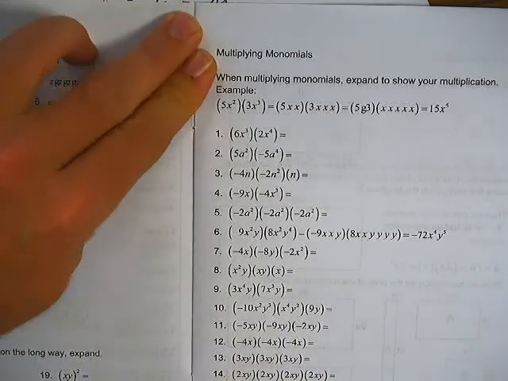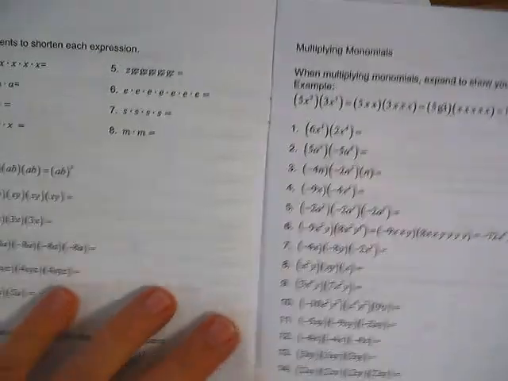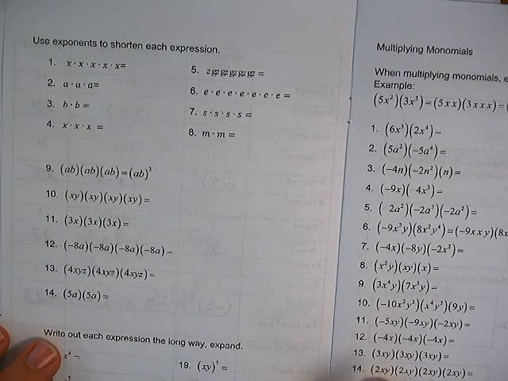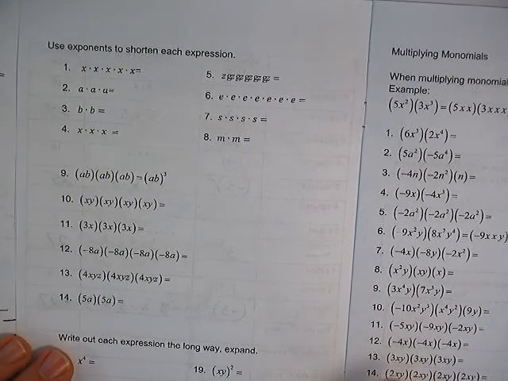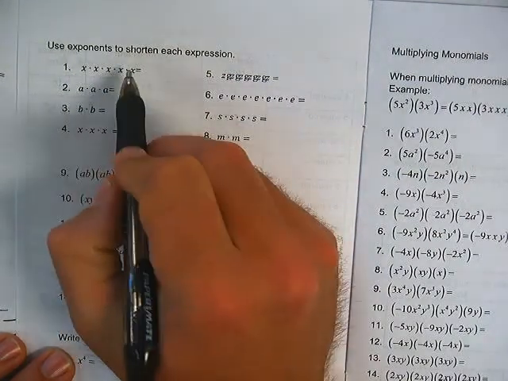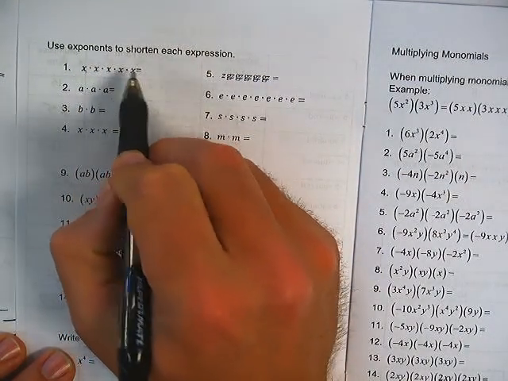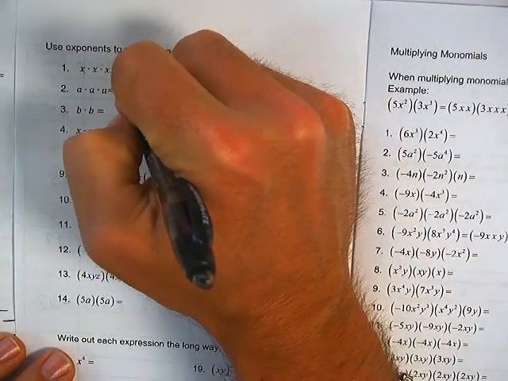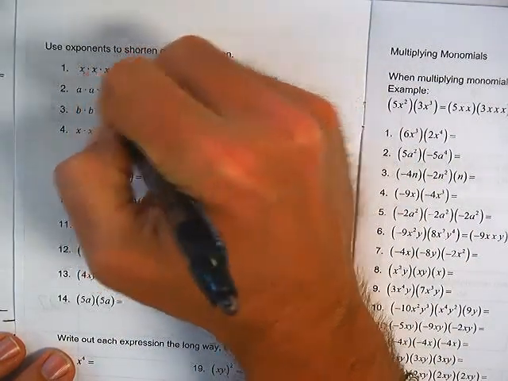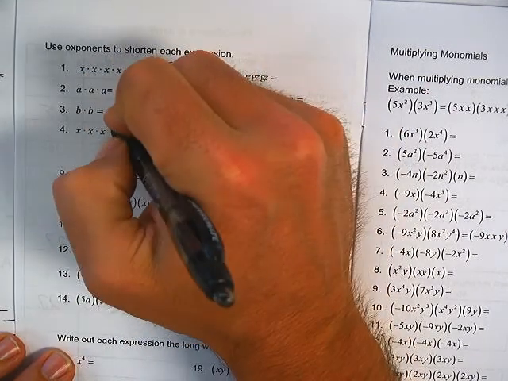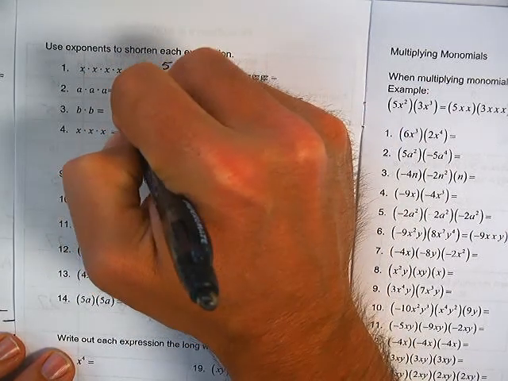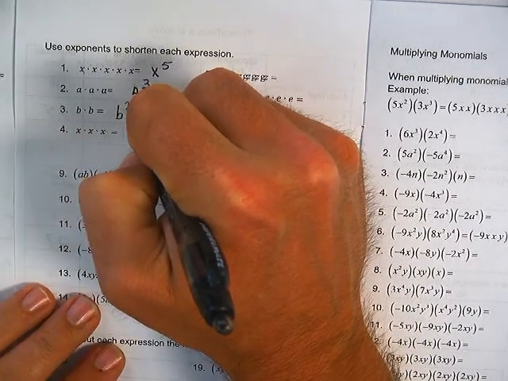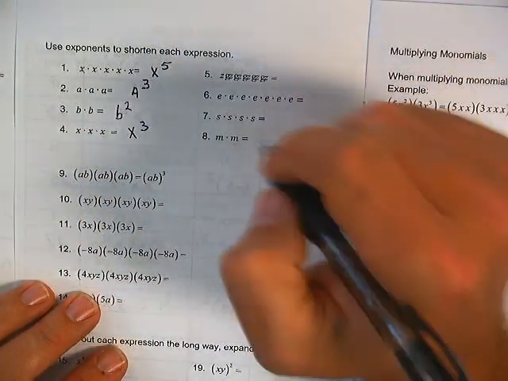For the sake of time, we're not gonna do everything. Now, if you look at number 1, just count the number of x's. There's 5 of them, so that'd be x to the 5th. Number 2, a to the 3rd. B times b would be b squared. And x cubed, or x to the 3rd.